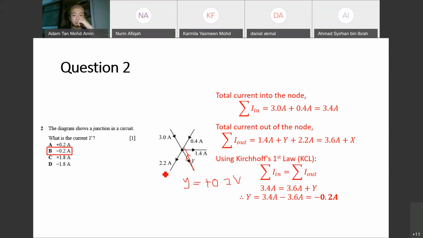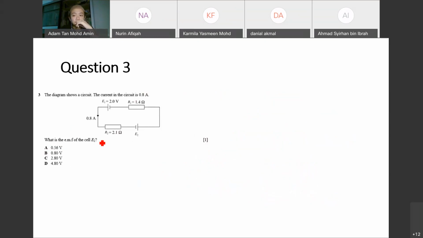Okay. Question number 3. Welcome Naufal. Selamat datang. Naufal sensitive kan? No, class at 2 o'clock sir. Masuk dia datang lewat sikit.